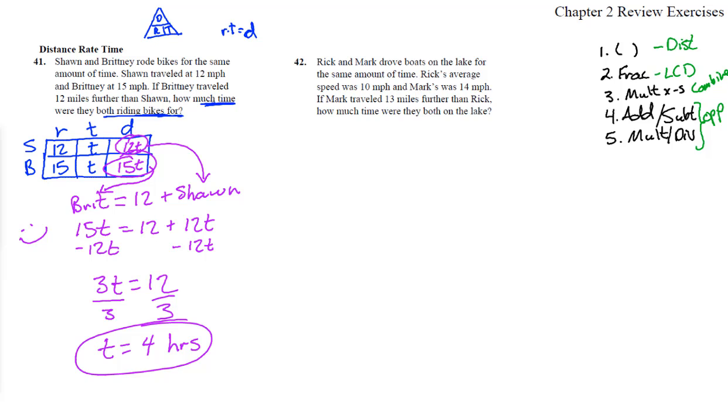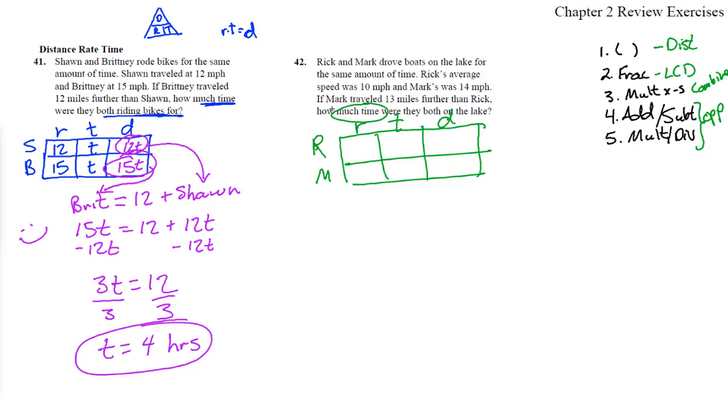Excellent, excellent. Okay, so Rick and Mark. Let's draw a little box down here. There's an R and an M, and rate times time equals distance. Okay, Rick and Mark drove boats on the lake for the same amount of time. Rick's average speed was 10, Mark's was 14. If Mark traveled 13 miles further than Rick, how much time were they both on the lake? Our variable is time.